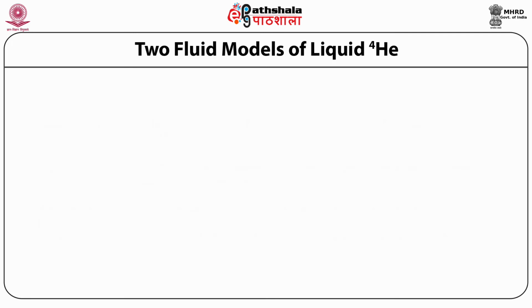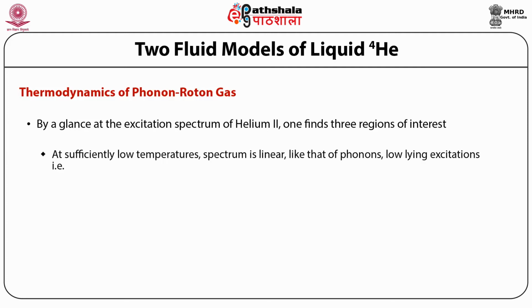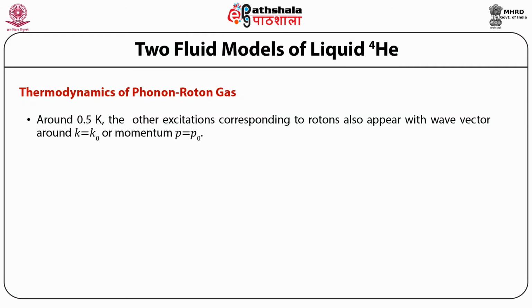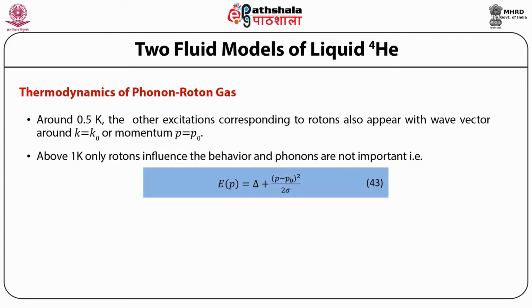Now let us try to have a look at thermodynamics of the phonon-roton gas. By a glance at the excitation spectrum of helium-II, one finds three regions of interest. At sufficiently low temperature, the spectrum is linear like that of phonons, low-lying excitations, that is Ep is equal to cp. Around 0.5 K, the other excitations corresponding to rotons also appear with wave vector around k is equal to k0 or momentum p is equal to p0. Between 0.5 K and 1 K, both phonons and rotons influence the behavior of helium-II. Above 1 K, only rotons influence the behavior and phonons are not important. That is, Ep is equal to delta plus (p minus p naught) whole square divided by 2 sigma.